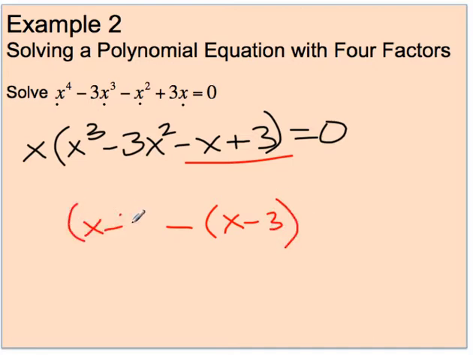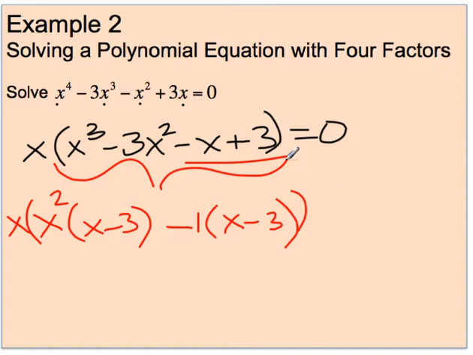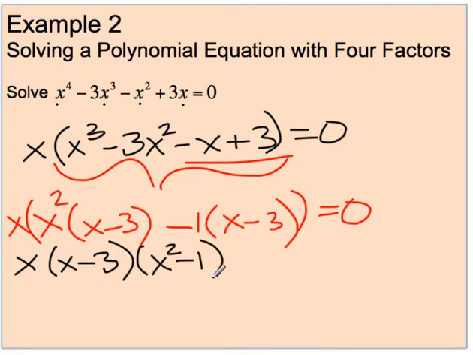So I'm going to make this negative x minus 3. So I write the x minus 3 up here. And if I have x squared, it's going to give me the result I'm looking for. So let's put a 1 here just for good measure. So I have x times, this is really that guy, and that's going to equal 0. So this gives me x times x minus 3 times x squared minus 1, and that equals 0.